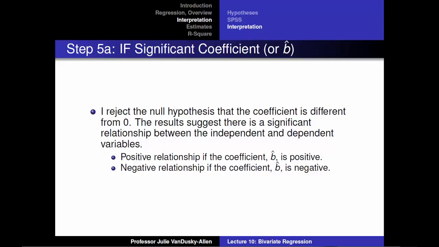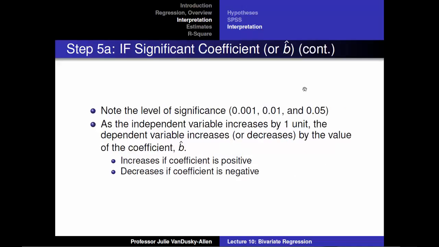If you have a significant coefficient, you write, I reject the null hypothesis that the coefficient is equal to 0. The results suggest that there is a significant relationship between the independent and dependent variables. You indicate whether that relationship is positive or negative based on the coefficient b hat. If the coefficient is positive, then there is a positive relationship, and if the coefficient is negative, then there is a negative relationship. You also note the level of significance, 0.001, 0.01, and 0.05. Next, you write, as the independent variable increases by 1 unit, the dependent variable increases or decreases by the value of the coefficient b hat. The dependent variable increases if the coefficient is positive and decreases if the coefficient is negative.